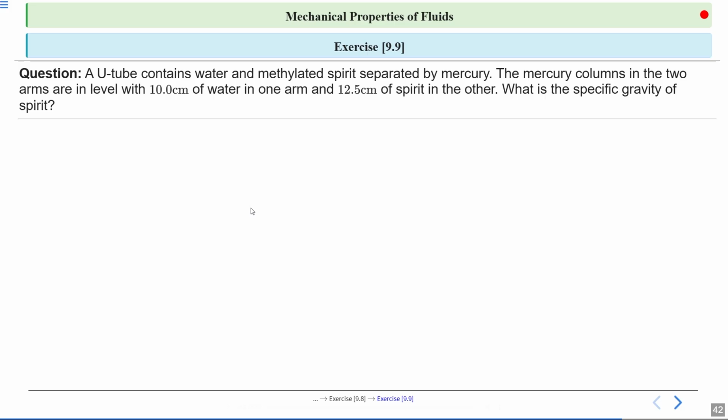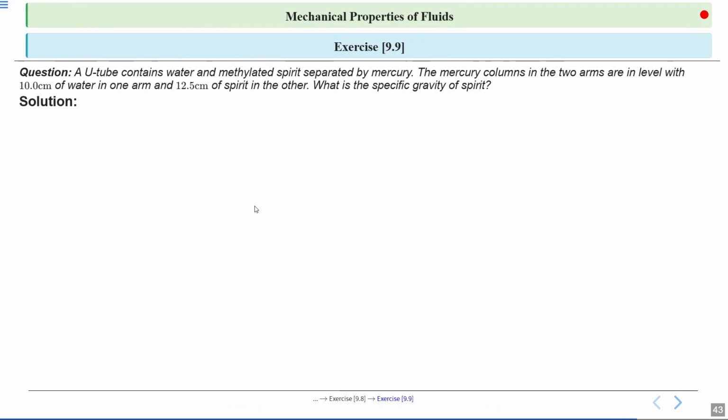A U-tube contains water and methylated spirit separated by mercury. The mercury columns in the two arms are in level with 10.0 cm of water in one arm and 12.5 cm of spirit in the other. What is the specific gravity of spirit? Let's see the solution.